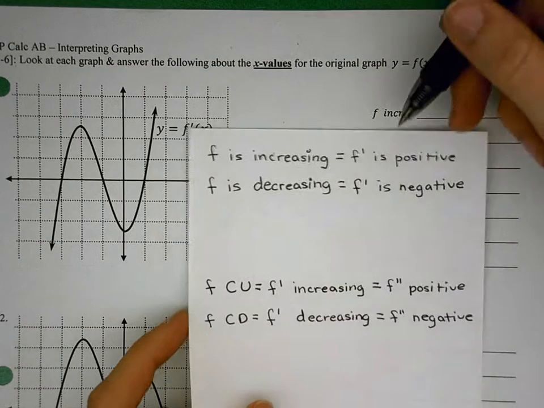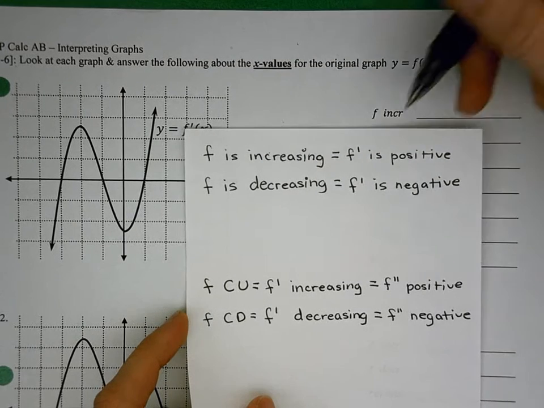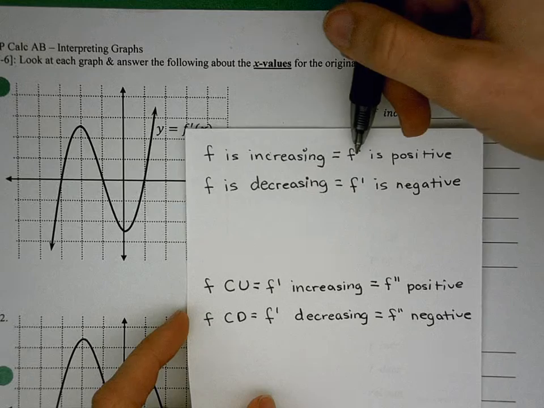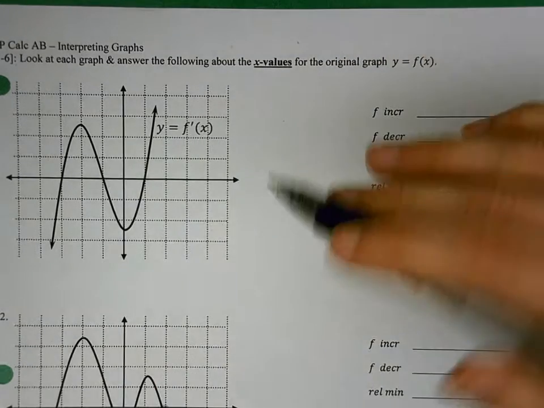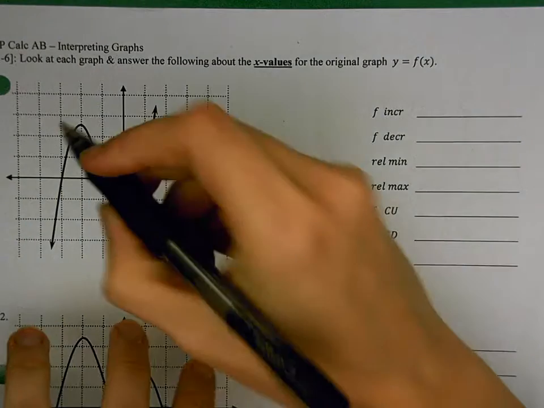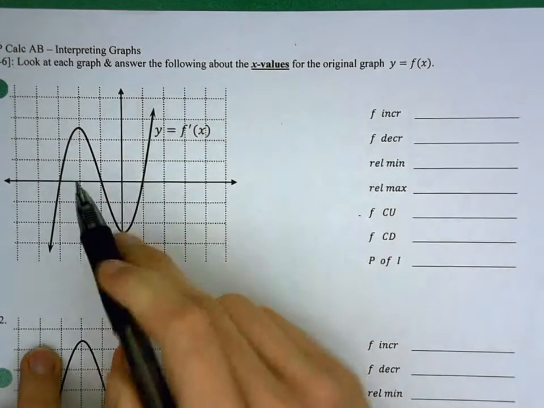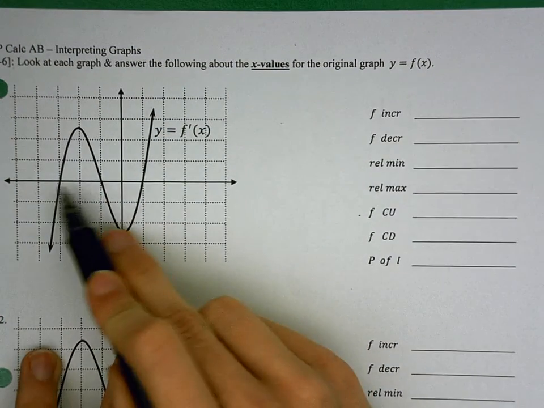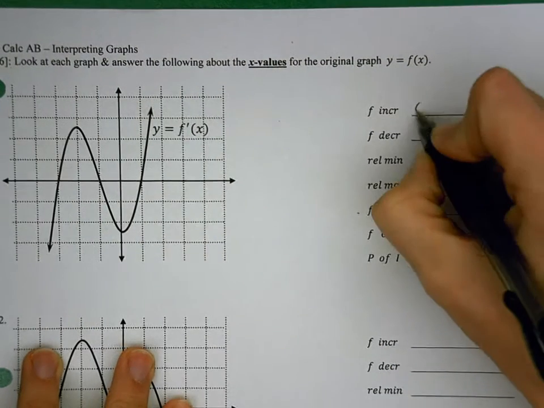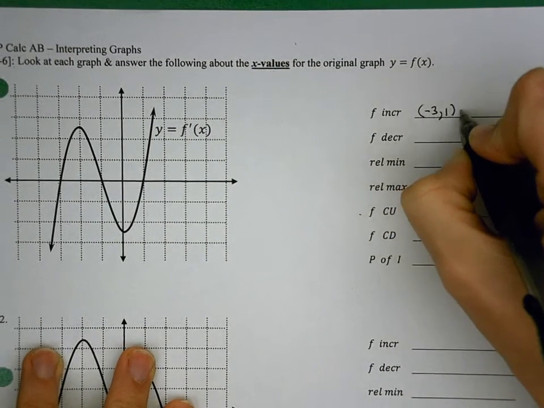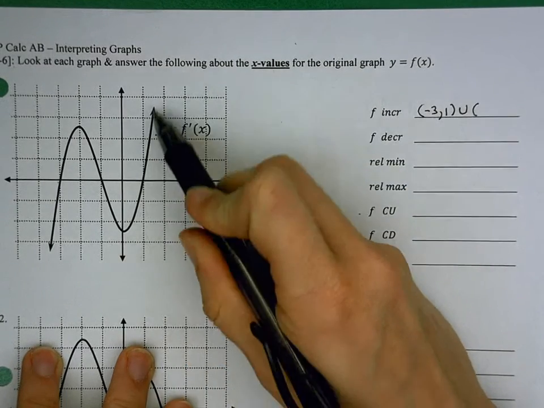Well, f is increasing, remember, when f prime is positive. And so when I'm asked where's f increasing, I'm on an f prime graph, I'm going to be looking for where's f prime positive. Well, f prime is positive if it's above the x-axis, and it's above the x-axis here, from -3 to -1, right? -3 to -1. Remember, we're talking x values, not y values. So -3 to -1. And f prime is also positive here, from 1 to infinity.